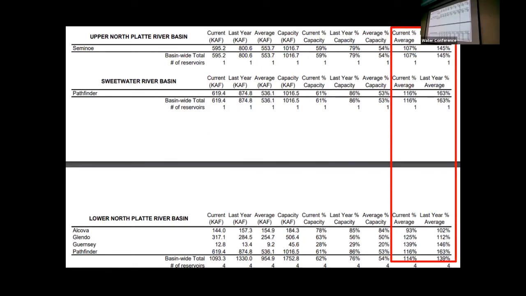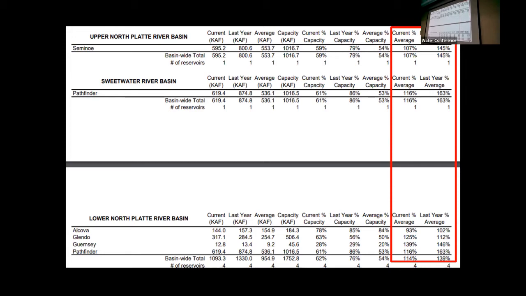This is a screenshot from an NRCS report they put out monthly. This is the January report. We'll ignore this Sweetwater Basin here. If we look at the upper North Platte Basin here and go clear to the right, we can see storage as percent of average. On the far right is last year's storage as percent of average. So last year, the upper North Platte River Basin was 145% of average. This time of year, currently it's 107% of average.